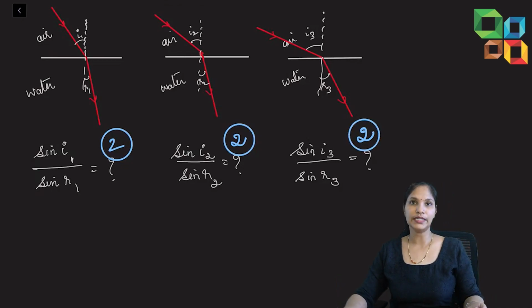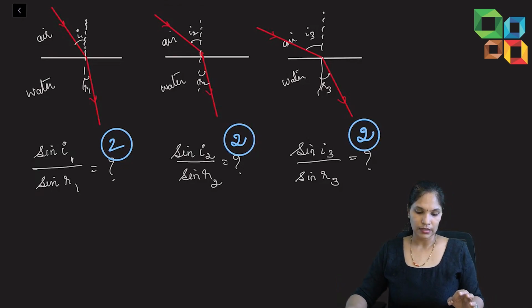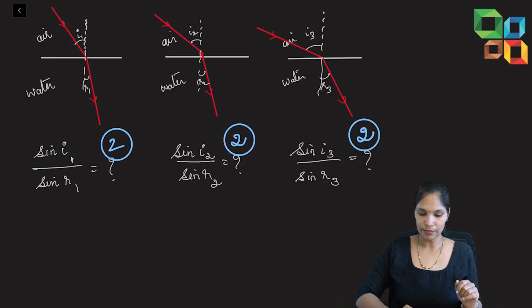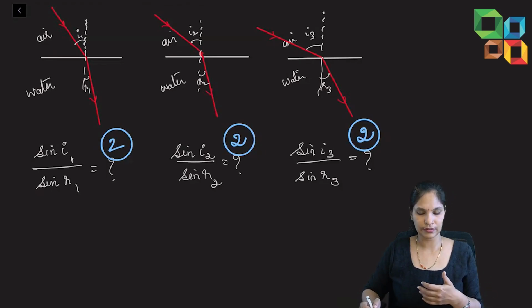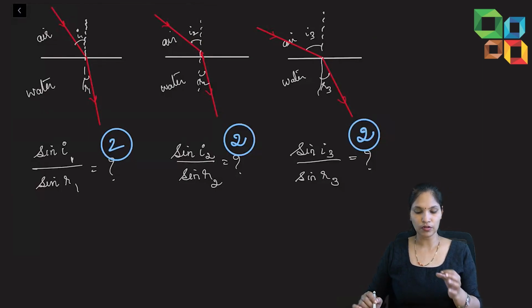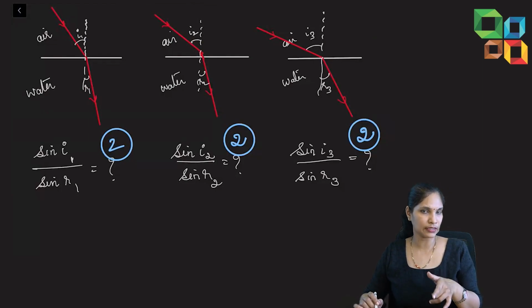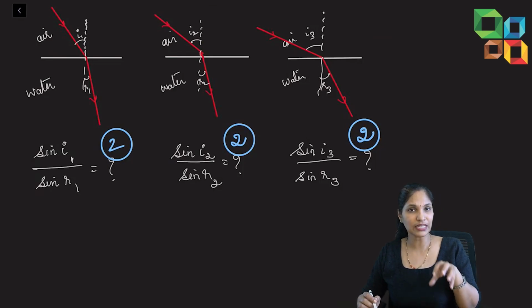So what is this 2 indicating? I told you keep the medium same, air, water, air, water, air, water, in all the cases. And what I did was I changed the angle of incidence in the three cases. And I found the angle of refraction, and I took the ratio like this. I found that for this pair of media and for that same light, for different angle of incidence, different angle of refraction will be there. And when you take the ratio, it's a constant.